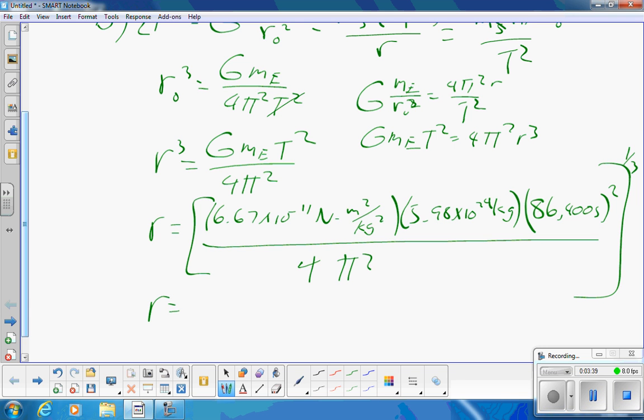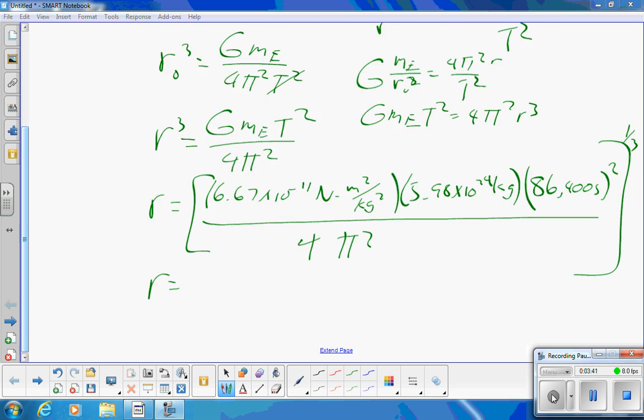And so now I will pause to punch the buttons. Okay, we got a number of 4.23 times 10 to the 7 meters.